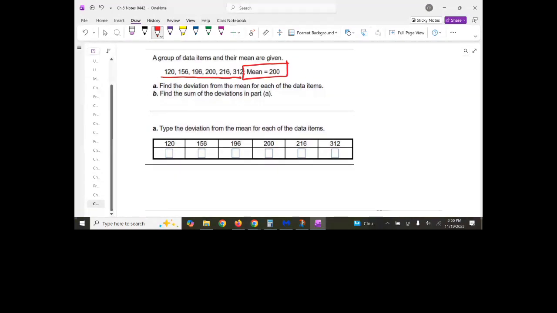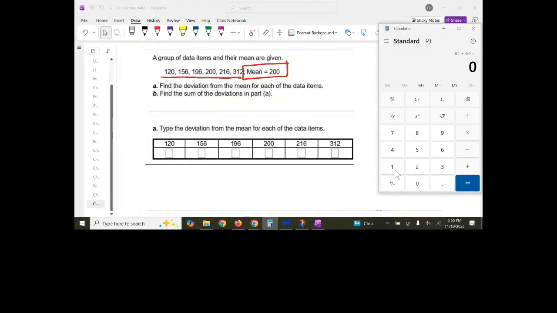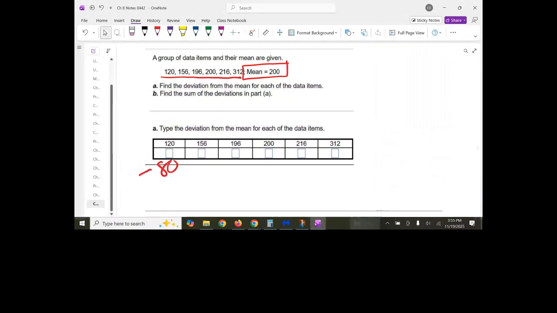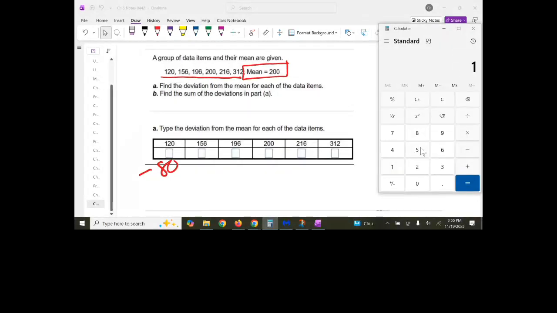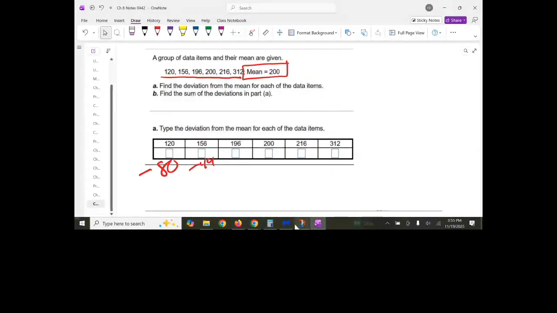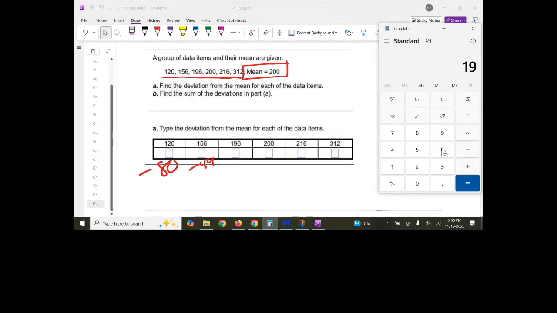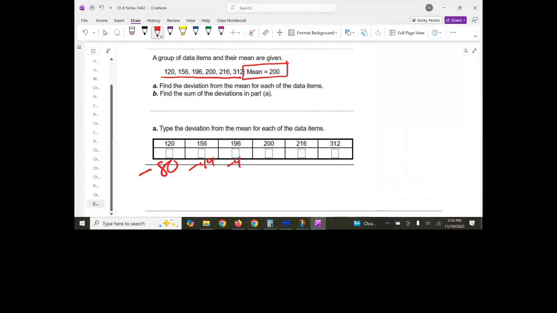And it says, can we find the deviation from the mean for each of the following items? Yeah, we can do this again. So look, y'all, first thing we're going to do, we're going to say the number 120, that's my first number, minus the average, which is 200, that's a negative 80. If we did 156 minus 200 again, negative 44. If I took 196 minus my average, negative 4.